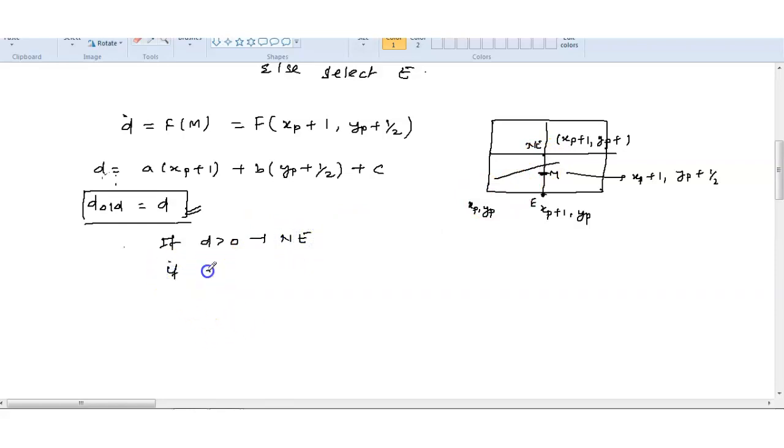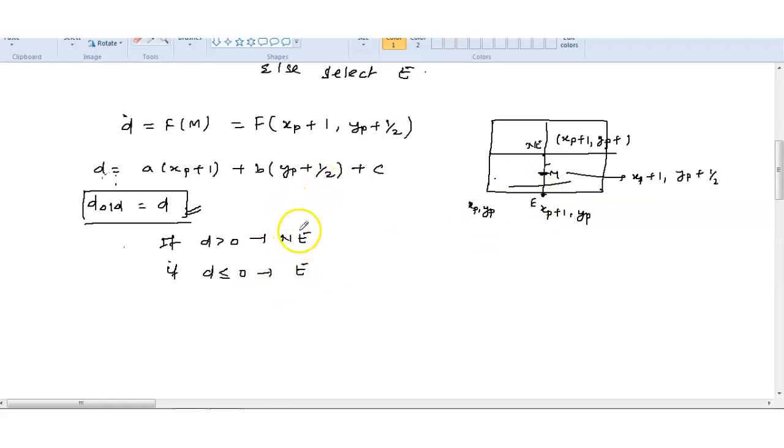And in the case of d less than or equal to 0, it means we have substituted the m values in d and got it less than 0, so this straight line is actually passing from here and the m value is above this straight line. So that time this line is nearest to the east point, so we will choose the east corner, the east point, as the next pixel.